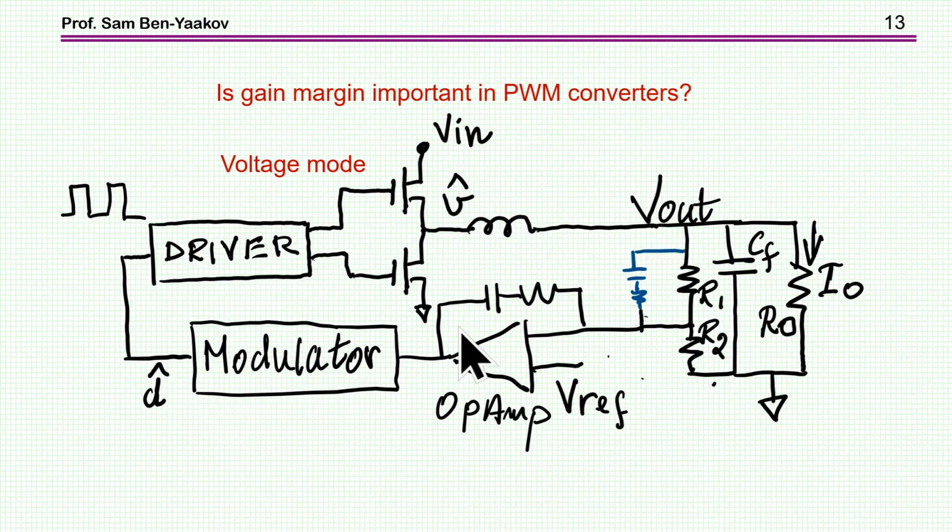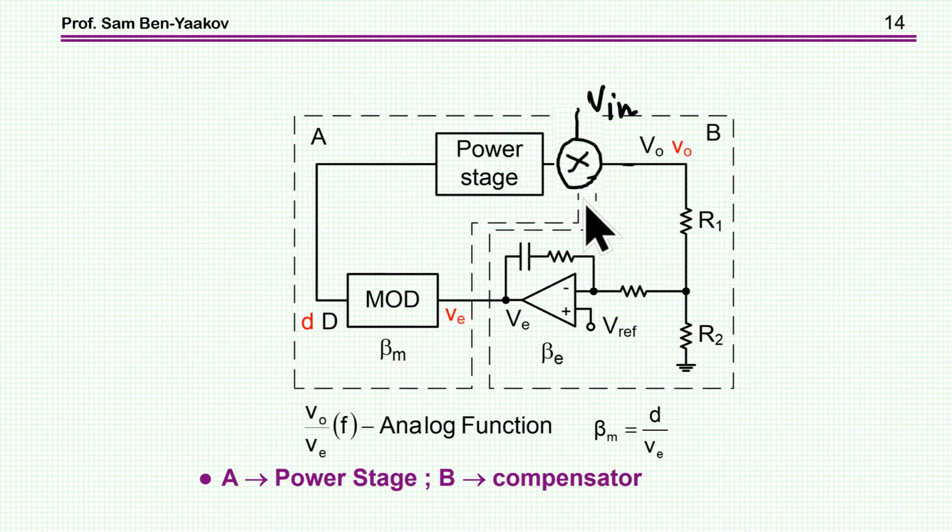So in this case, the loop gain is dependent on Vin. And we can model it by saying that there is another multiplier here by Vin. So we have a loop gain, and if Vin is changing, the magnitude of the gain is changing, and therefore the gain margin could make a difference.